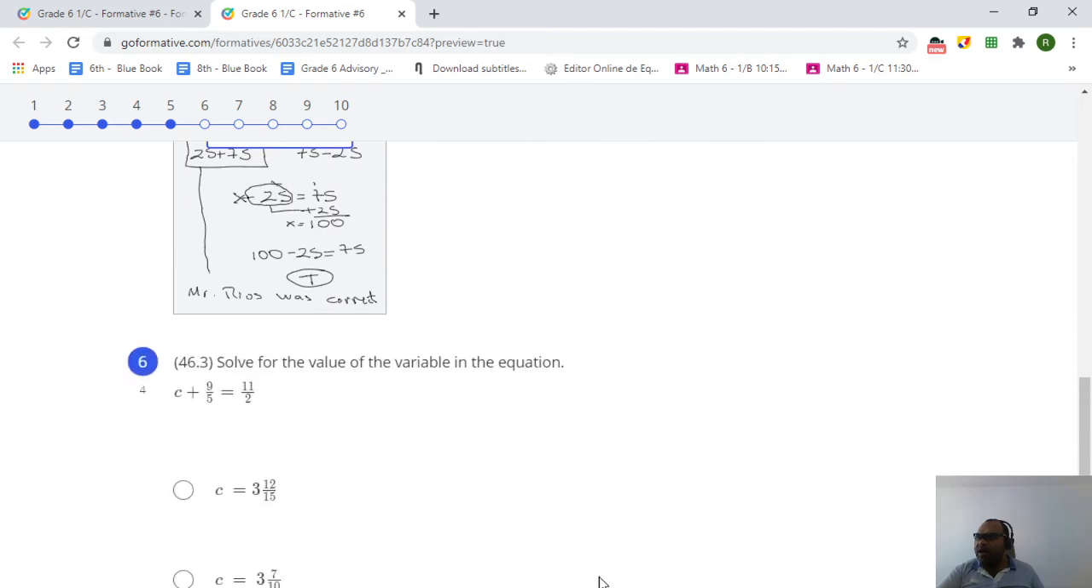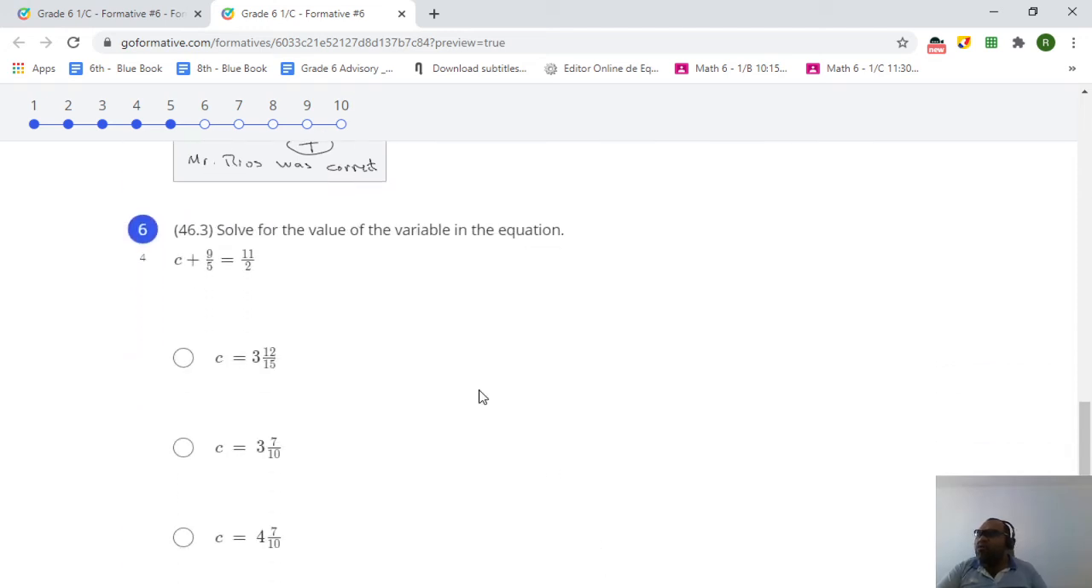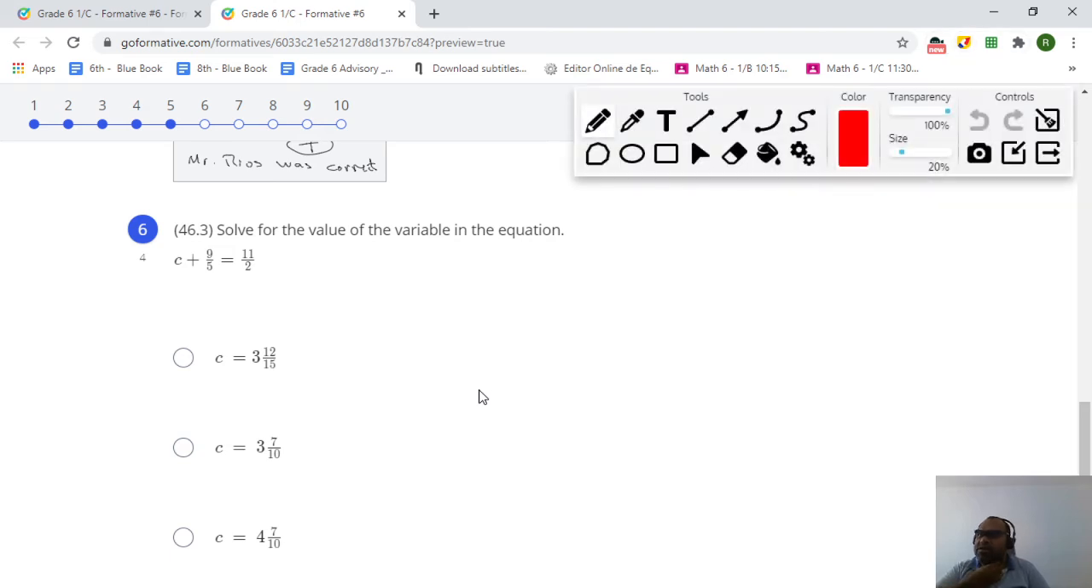We solve here number 5 and number 6. Solve for the value of the variable in the equation. Let's solve for the variable, guys. And here, what is the variable? My equation is c plus 9/5 equals 11/2. Let's solve this one.